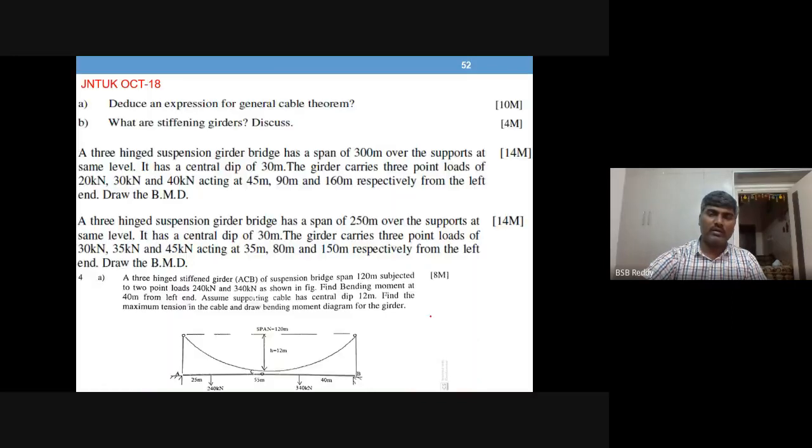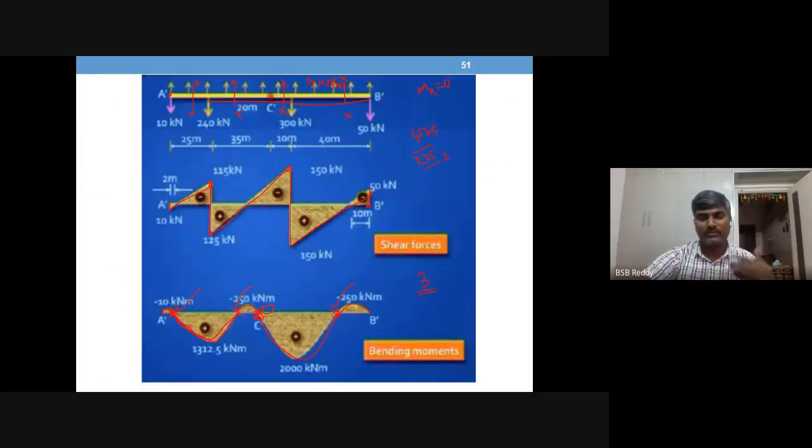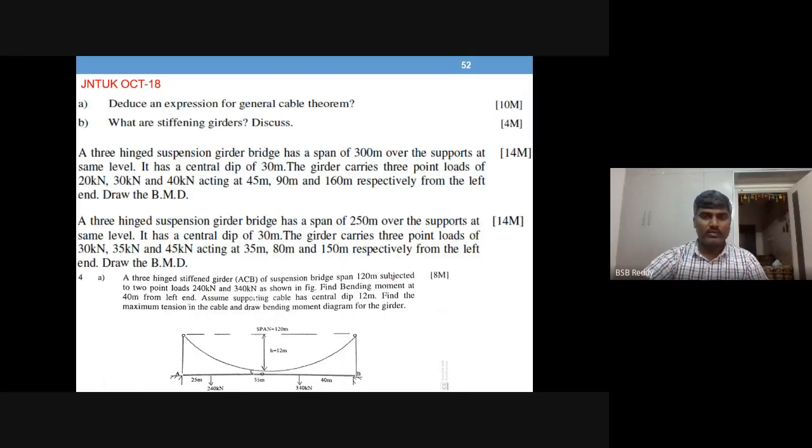And then after that, if you are asked for SFD or BMD, again you go back to the free body diagram of the girder. Then you treat it like a beam. Okay, draw SFD and BMD, just like your shear force and bending moment studies. Okay, right. So try to practice all these questions. Then only you will be comfortable with this procedure.